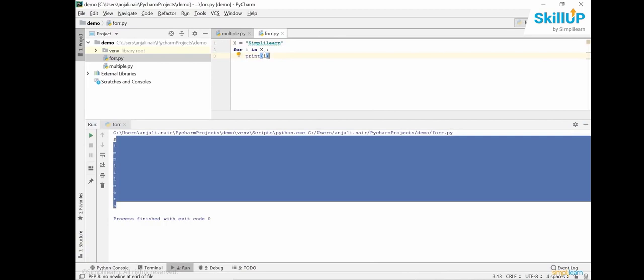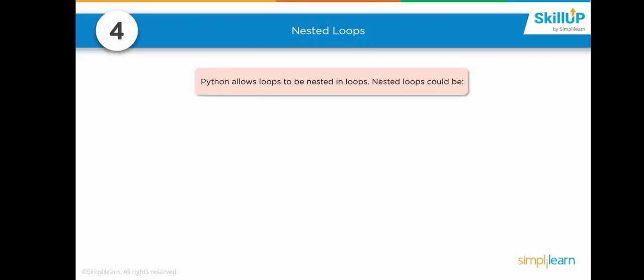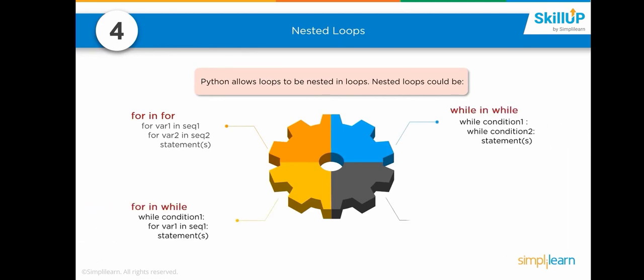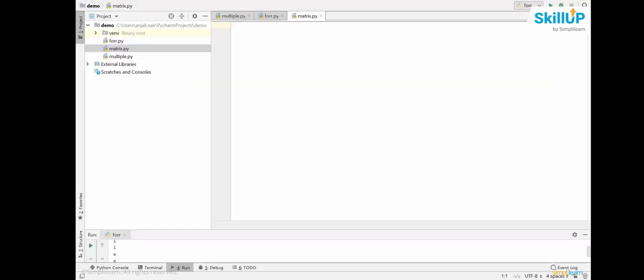So in case of strings, i holds the value of each character in the string right from the beginning up till the end. Now Python also allows nested loops, and by nested loops we mean loops within loops. There are various ways that nested loops could be implemented. It could be a for loop within a for loop, a while within a while loop, a for within a while loop, or a while within a for loop. So in our demo for nested loops, we'll see one of the most popular applications for it, which is accessing the elements of a matrix.